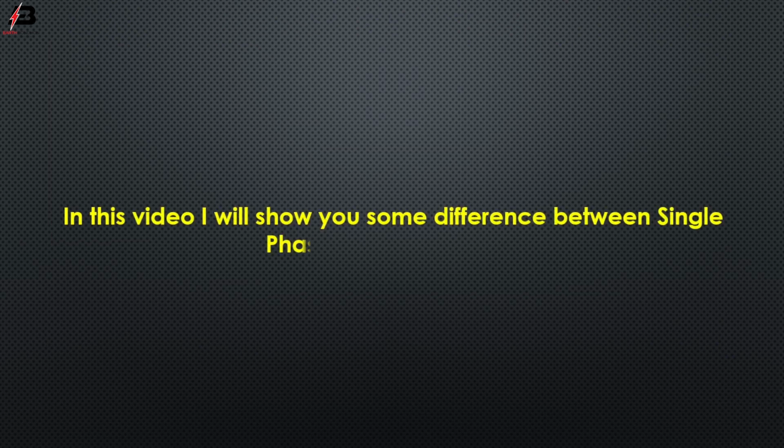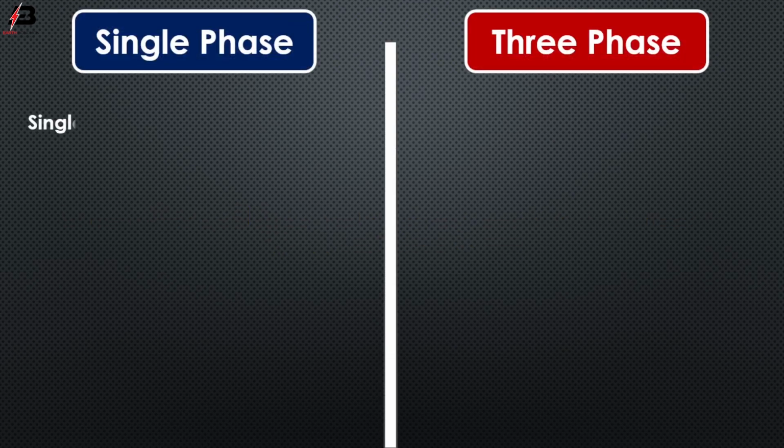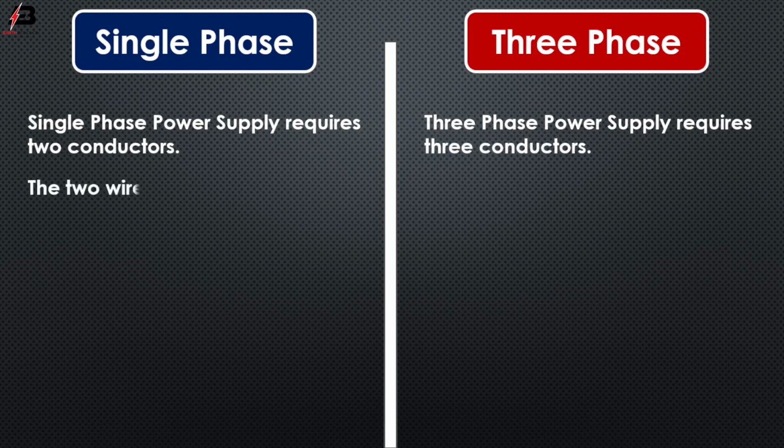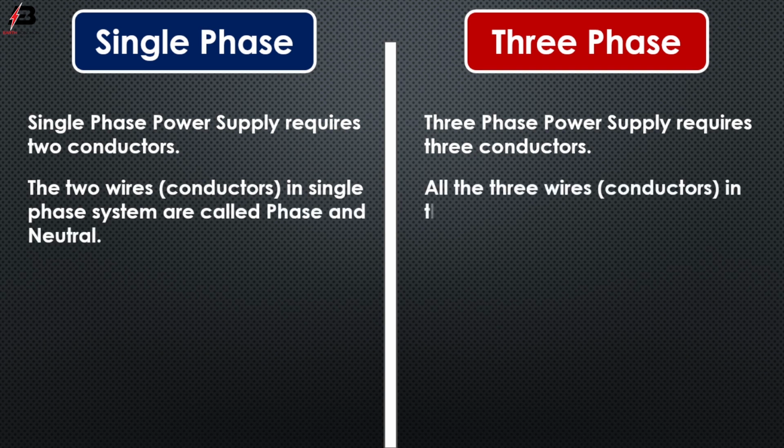In this video, I will show you some differences between single-phase and three-phase power. Single-phase versus three-phase. Single-phase power supply requires two conductors. Three-phase power supply requires three conductors. The two conductors in a single-phase system are called phase and neutral. All three conductors in a three-phase system are called phase.